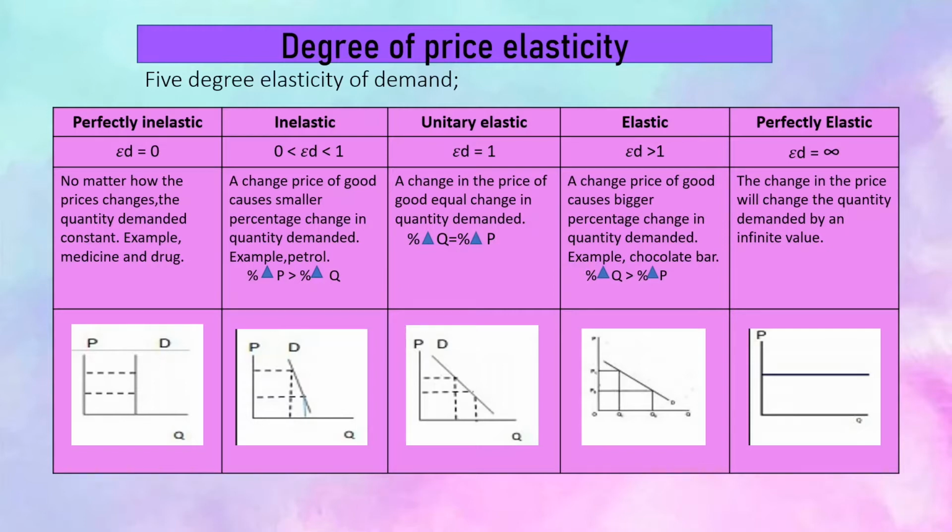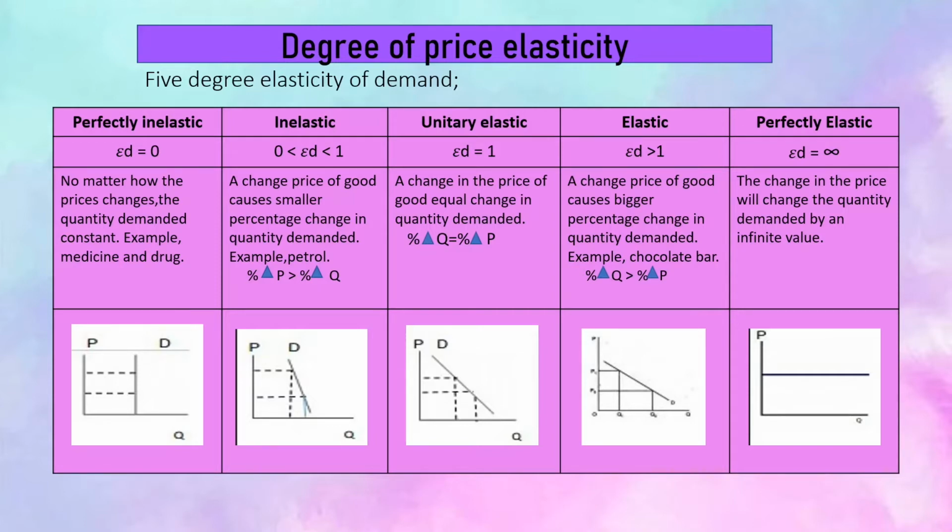Next, inelastic. A change in the price of goods causes a smaller percentage change in quantity demanded. For example, petrol. The elasticity value is smaller than 1. Demand is inelastic when the percentage change in price is greater than the percentage change in quantity demanded.